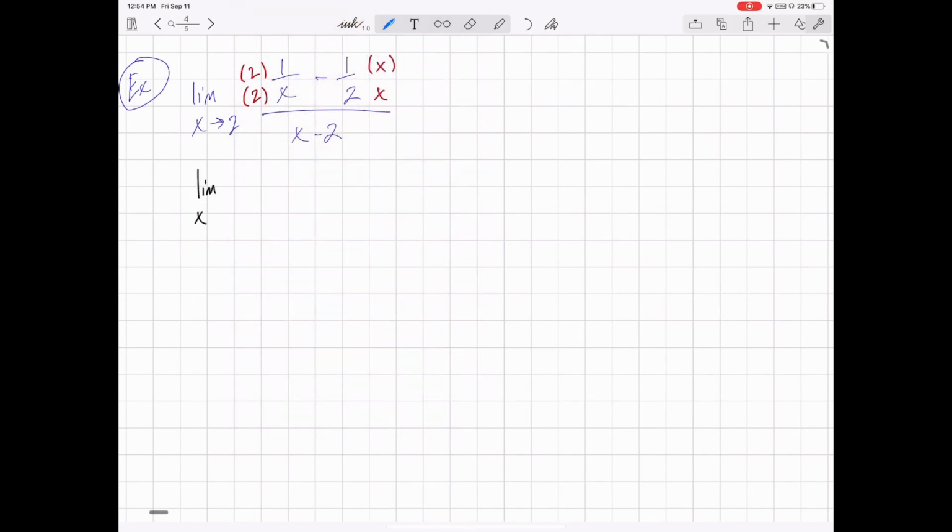So now I'm going to simplify it. The limit as x goes to 2 of 2 minus 1 times x, which is x, common denominator of 2 times x, all divided by x minus 2. So can I plug the 2 in yet? I could, but again, it doesn't show me something clearly. So what I'm going to do with this one, I'm going to go to the side here, and I'm going to write out this fraction 3 over 4.